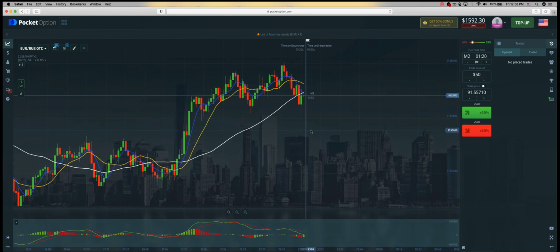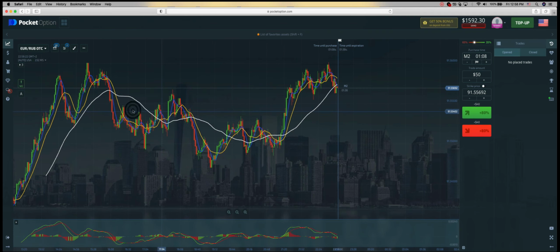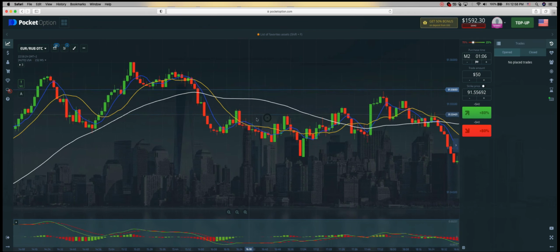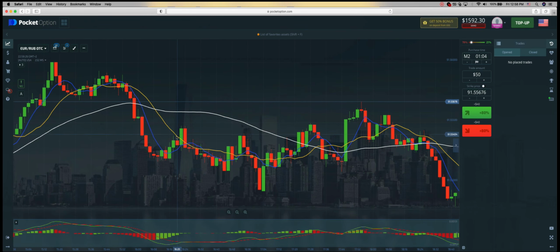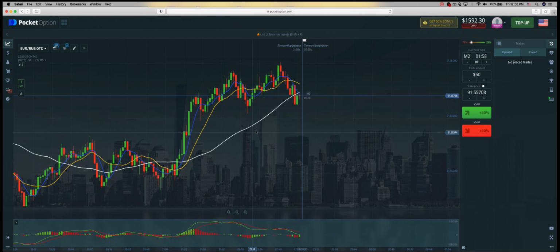Just basic information right here. This white moving average, when it is below the yellow and blue moving averages, you're more than likely going to be buying a put. Vice versa, if the white line is above, like this right here, if it's above the blue and the yellow line, it will be more likely a call, right? So that would just be used as some kind of confirmation for you for when you look at the charts.